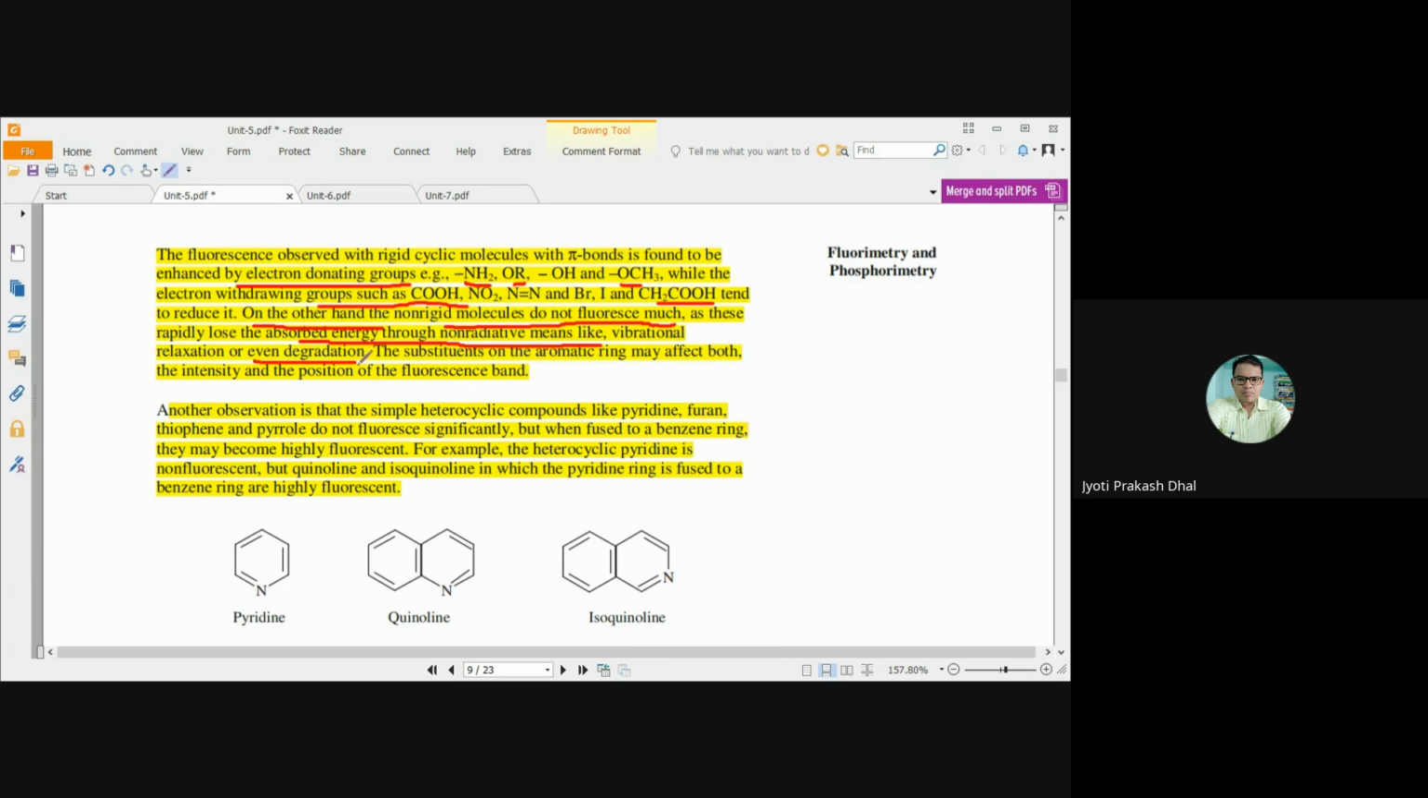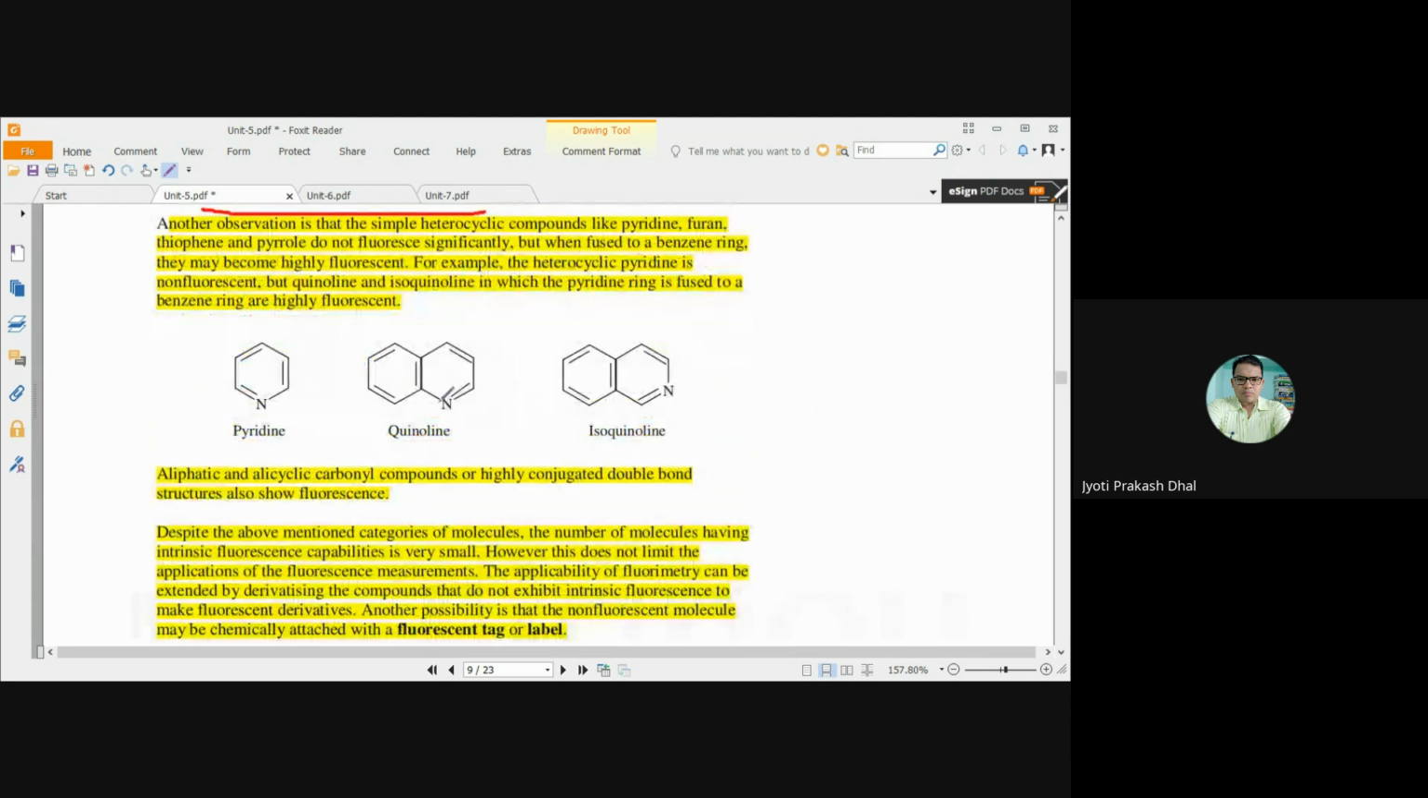relaxation or even degradation. So if the molecule is a non-rigid molecule, it will not show any type of fluorescence, because after excitation it will come back to the ground state by non-radiative transition. And the substituents on the aromatic ring may affect both the intensity and position of the fluorescence band.